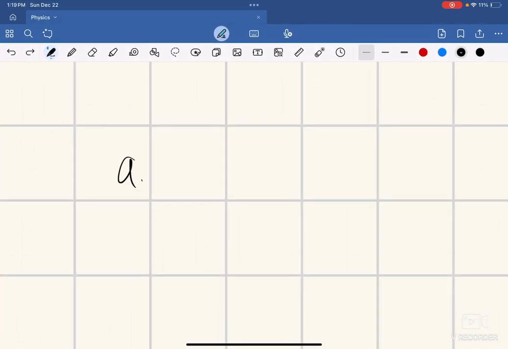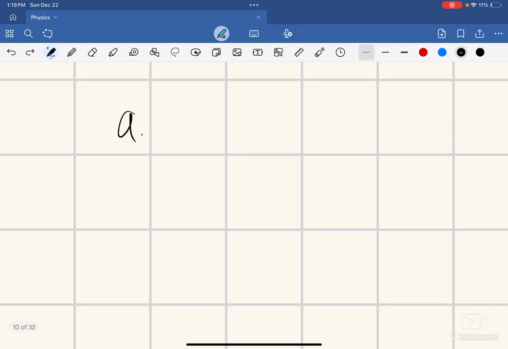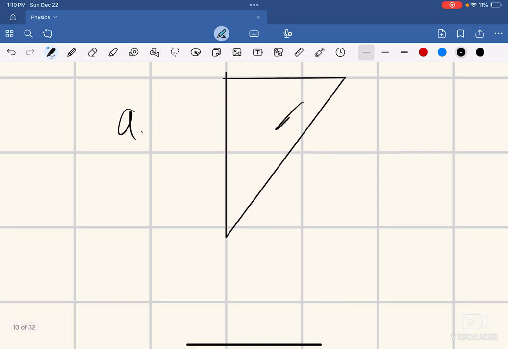Alright, hello, Mr. Luong. This is FRQ number 4, part A. We're asked to draw a free body diagram showing all the forces acting on the car, and also an arrow indicating the direction of any acceleration. So, let me just draw the system real quick. Alright, so there's a car right here.